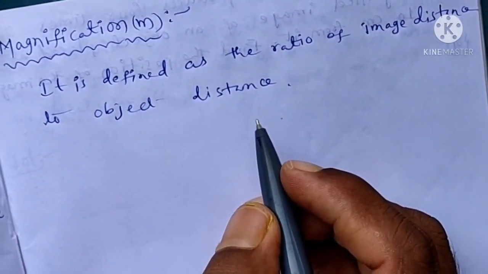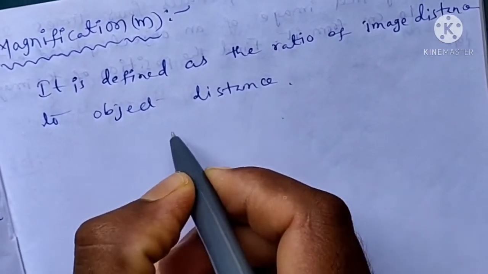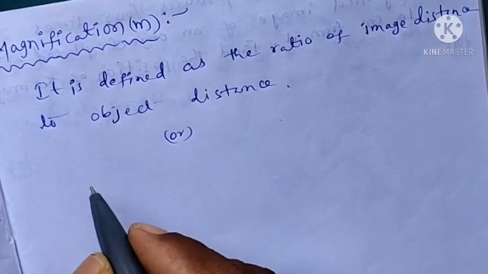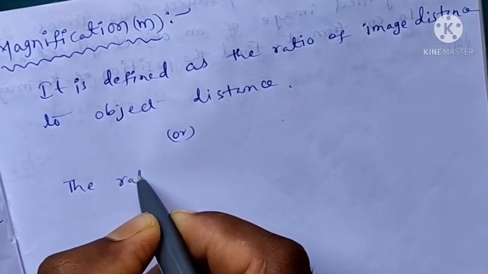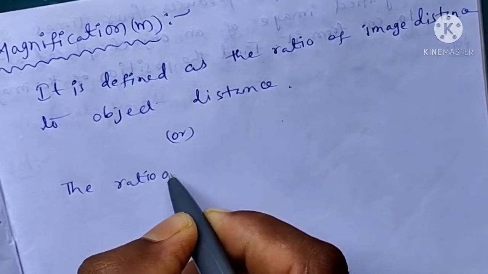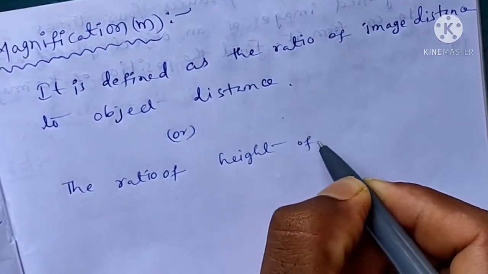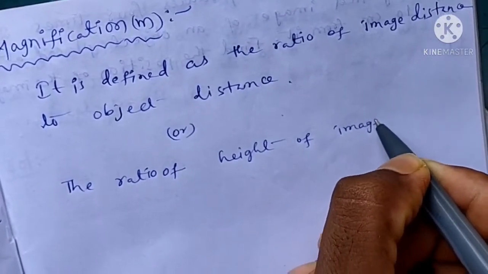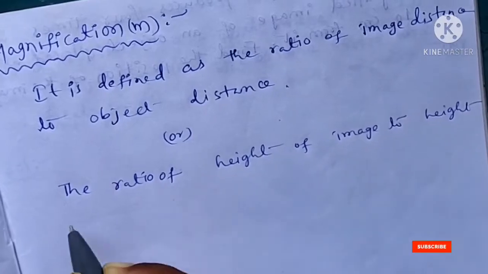For the linear or transverse magnification, it can be defined as the ratio of height of image to height of object.